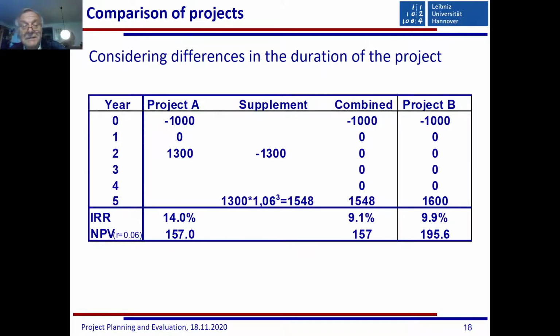And what do I see? I see that project B is the better one. And then it's consistent, right? The 195 stays, and the discount rate is up to 9.9%, while the combined project of A and the supplement, which comes out of A and the reinvestment, will be 9.1%, and project B will be 9.9%.